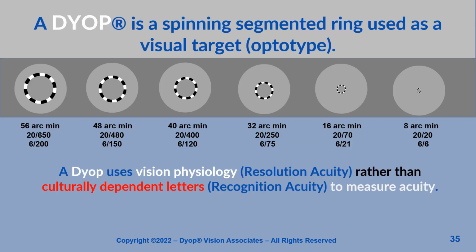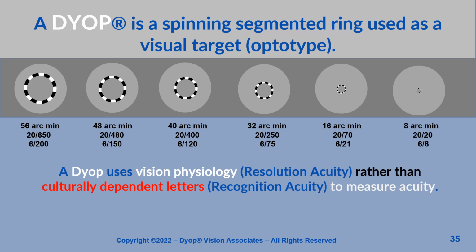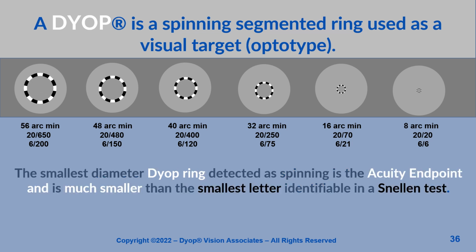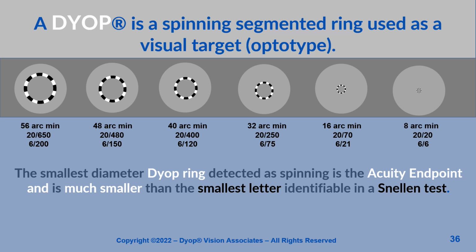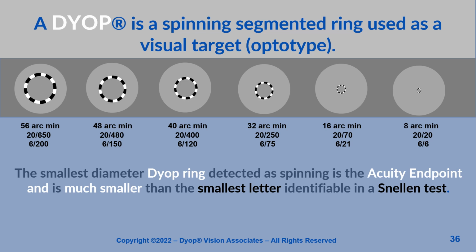A Dyop is a spinning segmented ring used as a visual target. A Dyop uses vision physiology rather than culturally dependent letters to measure acuity. The smallest diameter Dyop ring detected as spinning is the acuity endpoint and is much smaller than the smallest letter identifiable in a Snellen test.